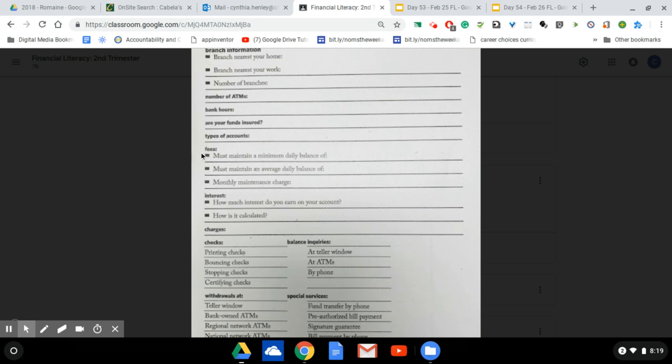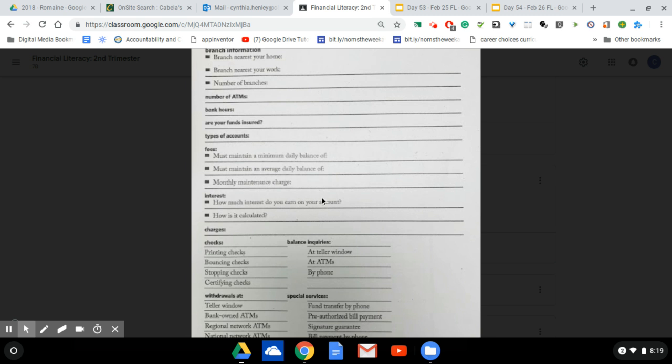All right, so we're going to take a look at fees. Must maintain a minimum daily balance of. So what's the minimum daily balance for the checking account that your table is researching? Again, you may not research a student account. And each person needs to be researching a similar account so that the team can compare. Next thing, must maintain an average daily balance. So what's the minimum daily balance? What's the average daily balance? And then what's the monthly maintenance charge for the specific checking account that you're taking a look at?